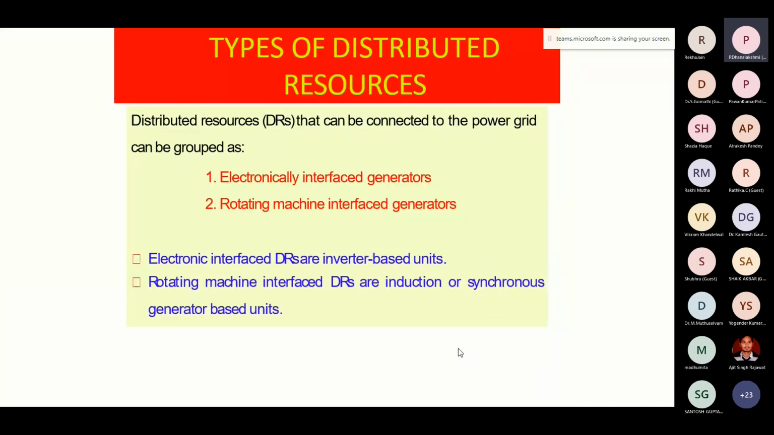Now coming more deeply to the distributed generations, as I told, there can be two types: electronically interfaced generator based or rotating machine interfaced generator based. DGs can be integrated to the grid using these two types of connections. Electronically interfaced distributed resources can be integrated using inverter based DGs, where conversion from DC to AC is required. Whereas in case of rotating machine interfaced DGs, we may use either induction generators or synchronous generators.